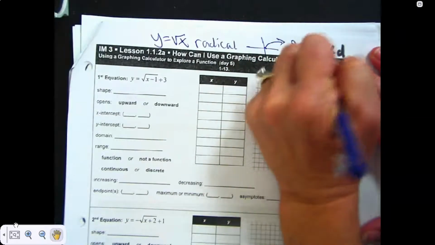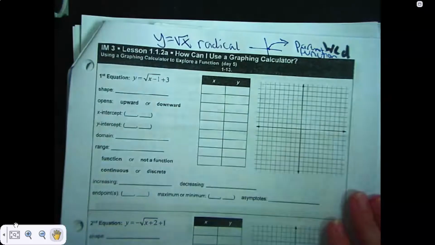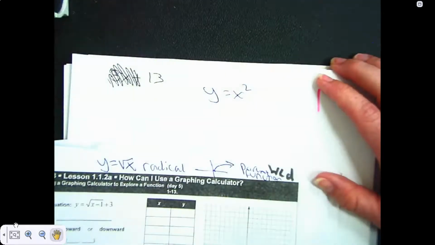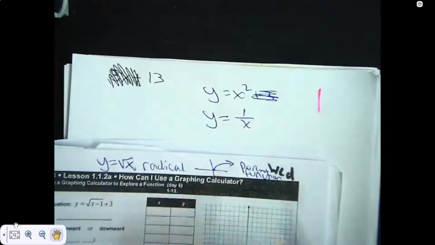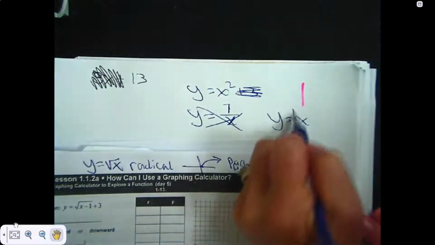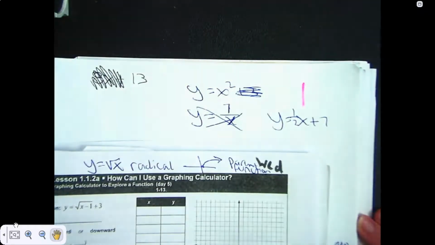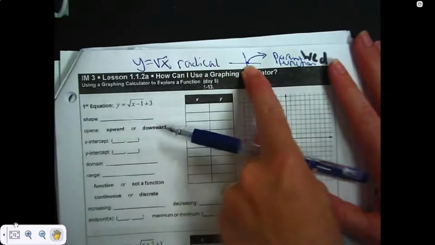A parent function is the idea that any type of function that you have tells you the shape. So if I have y equals x squared, that's a parent function. But as soon as I go plus 3, it's not a parent function anymore. If I have y equals 1 over x, that's the parent function. But as soon as I put a 7 here, it's not the parent function anymore. Y equals x, that's the parent function. But if I put 1/2 x plus 7, that is not the parent function. Okay? So this whole year, we're going to be learning about different types of functions, and everything will be based on the parent.